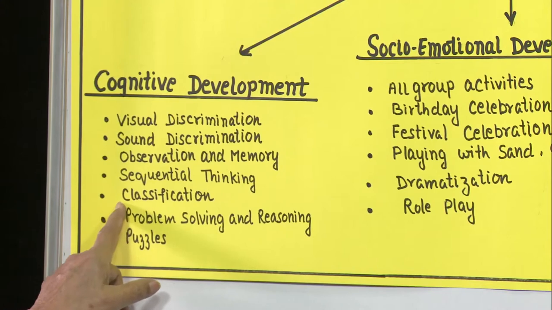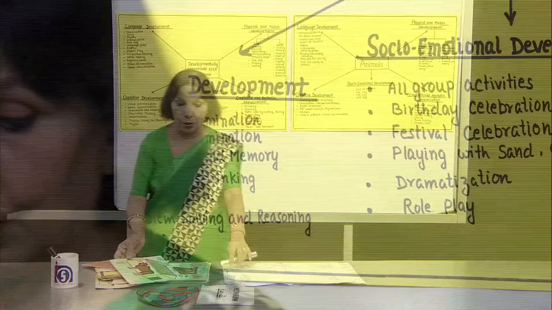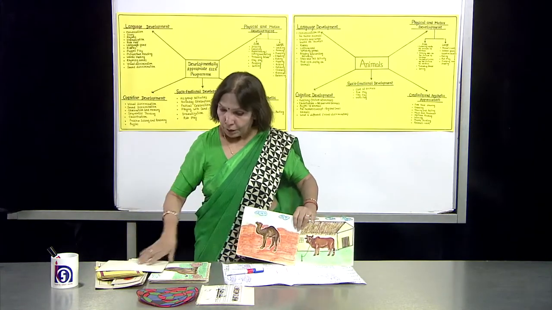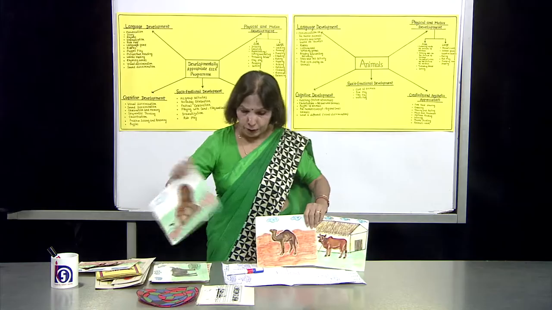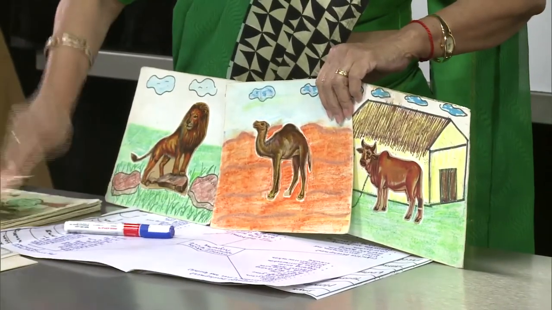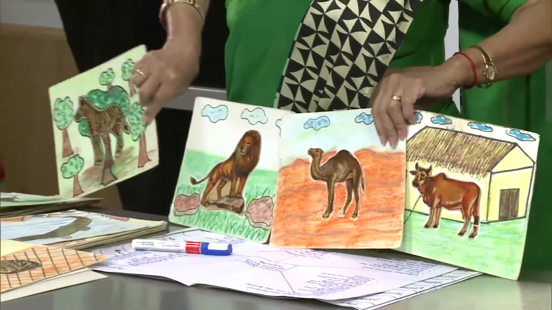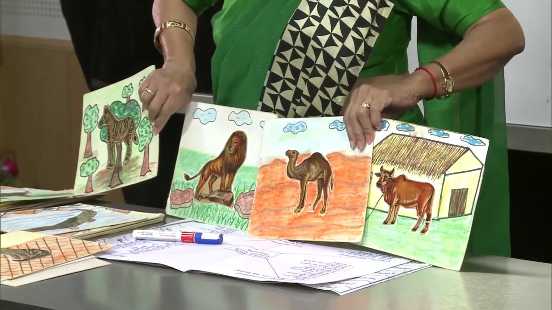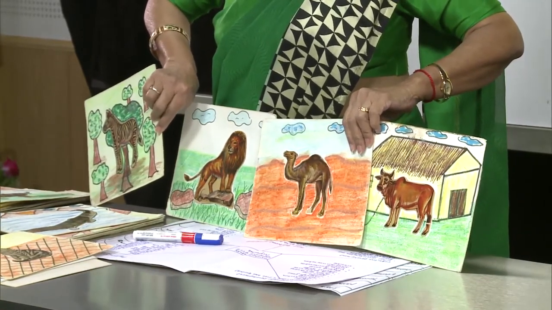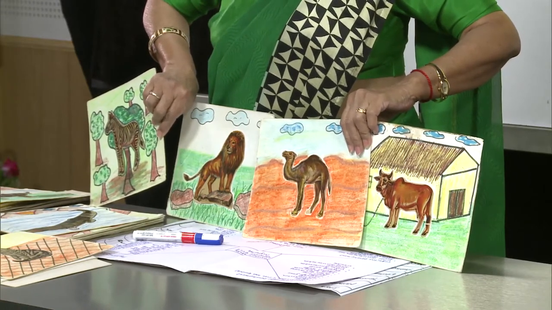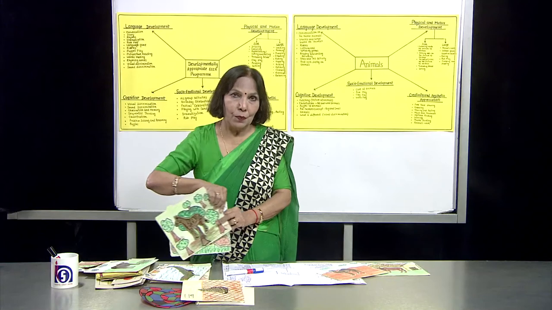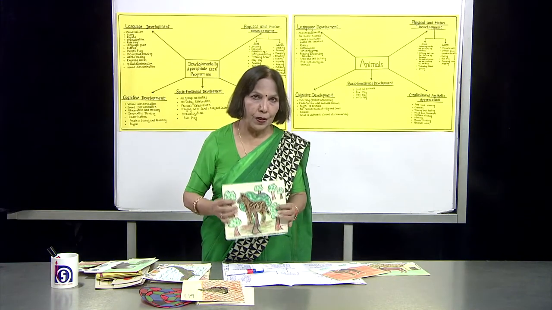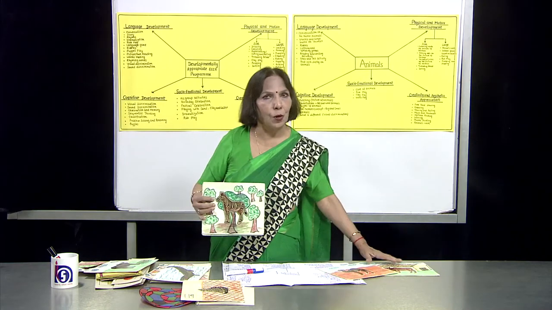And then classification. Now, what is classification? Maybe these are pictures, and you can ask the children to classify them. These are zebra, lion, camel and cow. Ask the children to classify these animals. These are domestic animals and these are wild animals. So children are classifying the pictures into wild animals and domestic animals. This is classification.